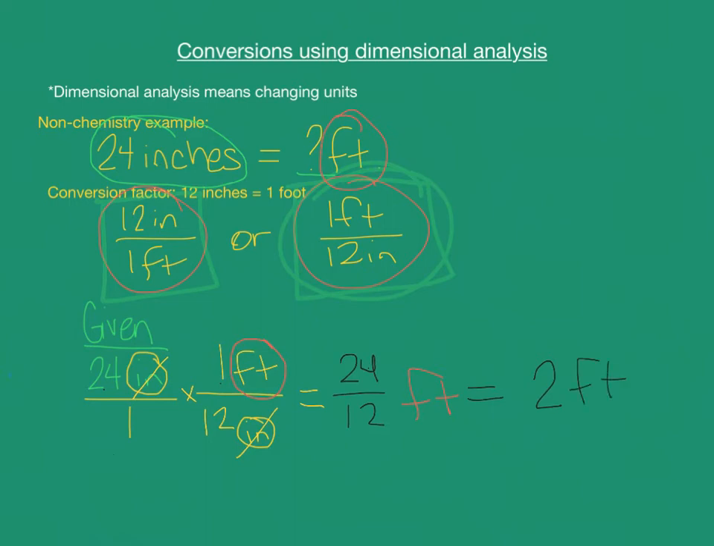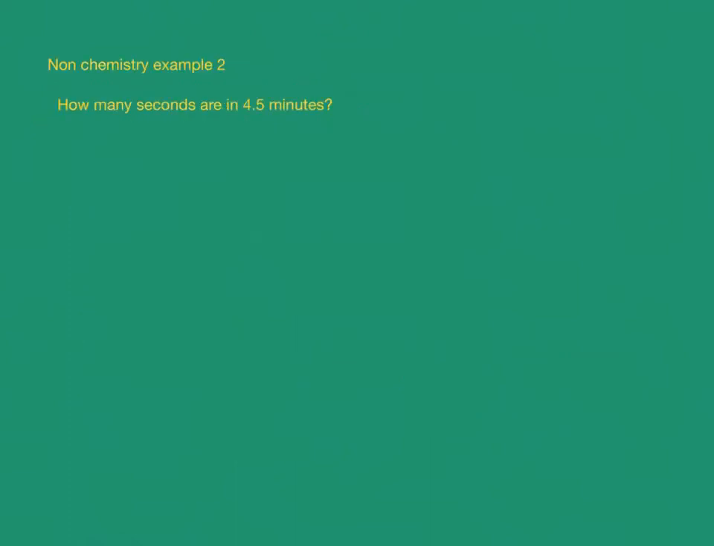So how many feet are in 24 inches? There are 2 feet in 24 inches. Okay, let's try another non-chemistry example.